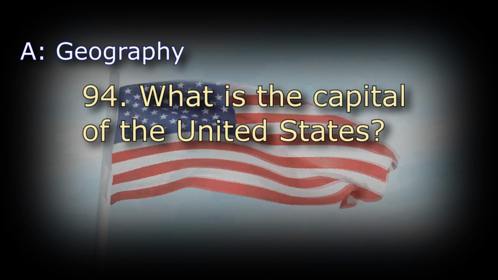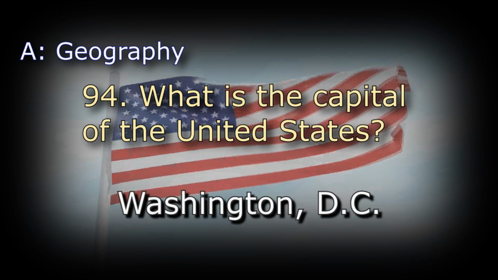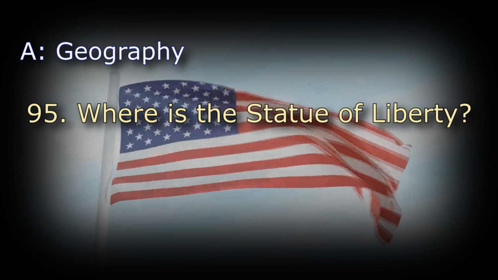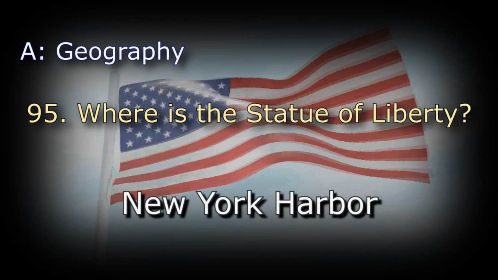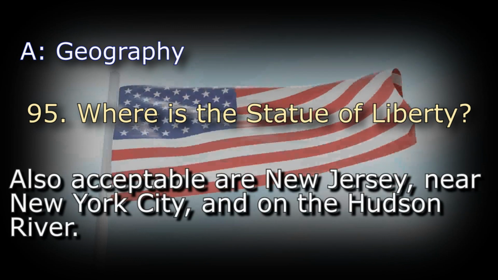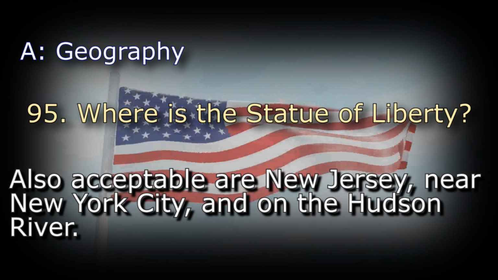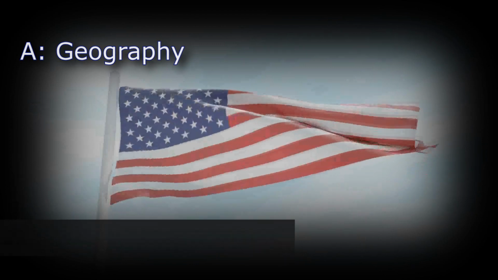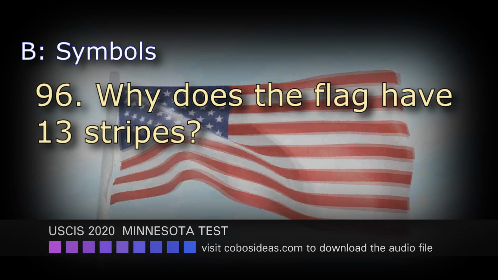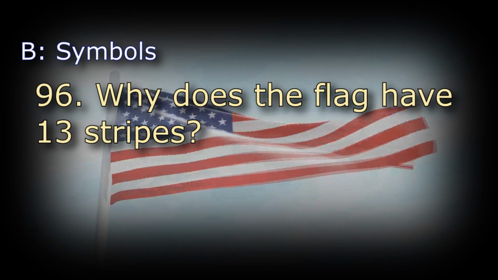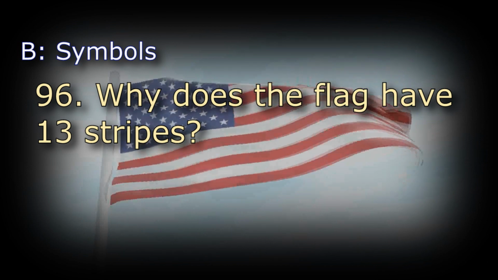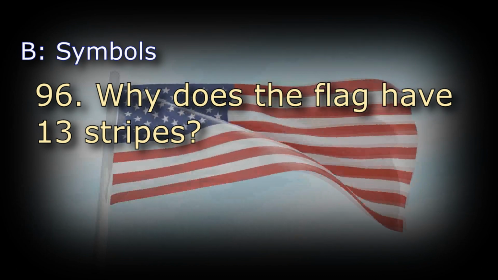94. What is the capital of the United States? Washington, D.C. 95. Where is the Statue of Liberty? New York Harbor, Liberty Island. Also acceptable are New Jersey, near New York City, and on the Hudson River. B. Symbols. 96. Why does the flag have 13 stripes? Because there were 13 original colonies. Because the stripes represent the original colonies.